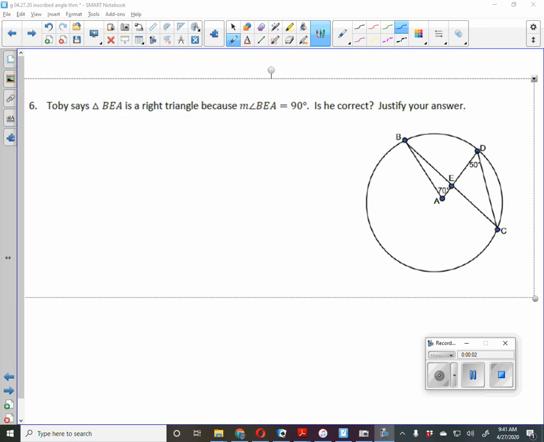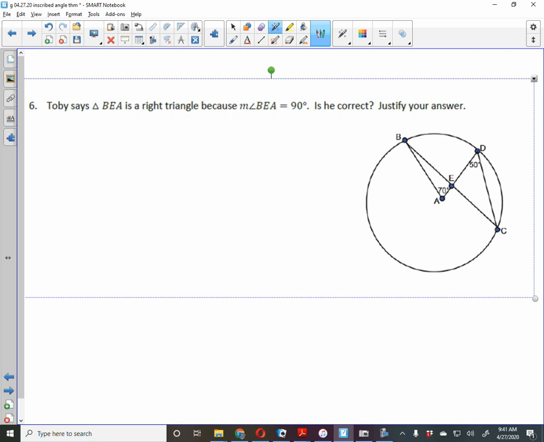All right, Toby says triangle BEA is a right triangle. That's interesting right there, because BEA is a 90-degree angle. Is he correct? Justify your answer.